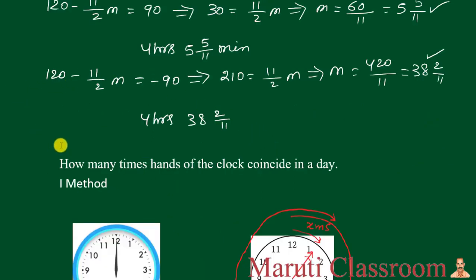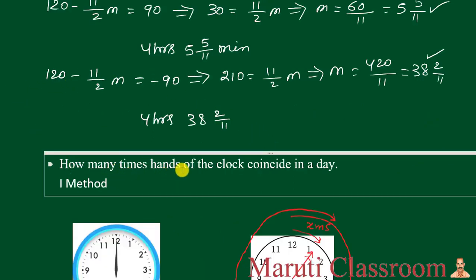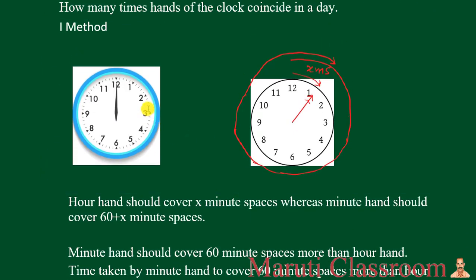Now let us do one more problem. How many times do the hands of the clock coincide in a day? Take the 12 o'clock position. In this position, the hour hand and minute hand coincide at 12. Tell me after how much time they again coincide. They don't coincide from 12 to 1. They coincide around 5 past 1. Assume they coincide at this position.